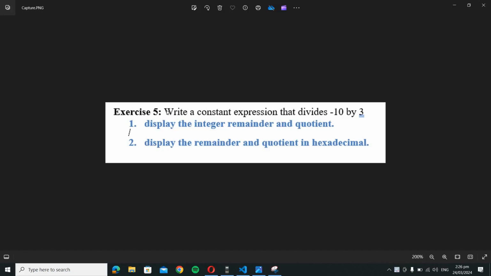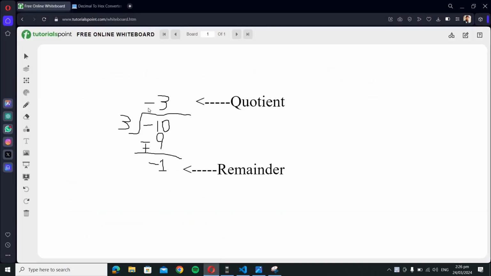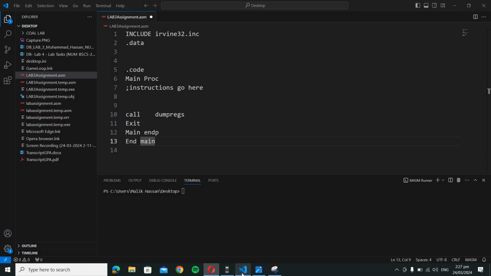Our assignment, Lab 3, is to write a constant expression that divides minus 10 by 3. First of all, we check how we can divide minus 10 by 3. Here is a graphical expression of how we can divide it. Whenever we divide a negative number by a positive number, we get a quotient which is negative, and the remainder can be negative or can be 0. So we have to code it in assembly language.